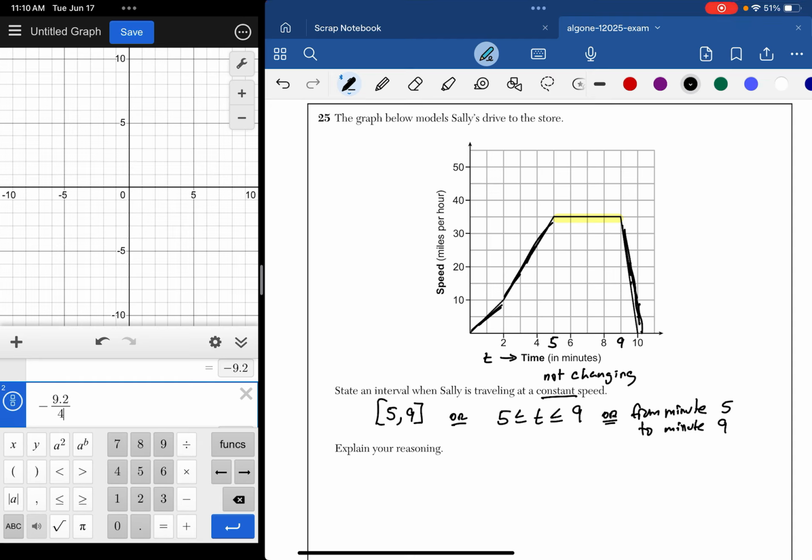As for the explanation, I have to say something to justify why I made that selection. All right, and in the case of a constant speed, it is a speed that doesn't change.